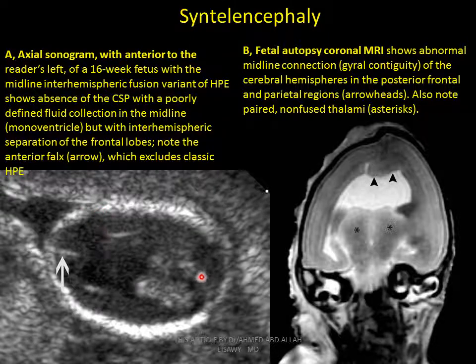Syntelencephaly, as we see in this axial sonogram of a 16 weeks fetus: the midline interhemispheric fusion variant of holoprosencephaly shows absence of the cavum septum pellucidum with a poorly defined fluid collection in the midline. This is a monoventricle, but with interhemispheric separation of the frontal lobes. Note the anterior falx, which excludes classic holoprosencephaly. In this fetal autopsy, coronal MR shows abnormal midline connection, gyral continuity of the cerebral hemispheres in the posterior frontal and parietal regions, and paired fused thalami.